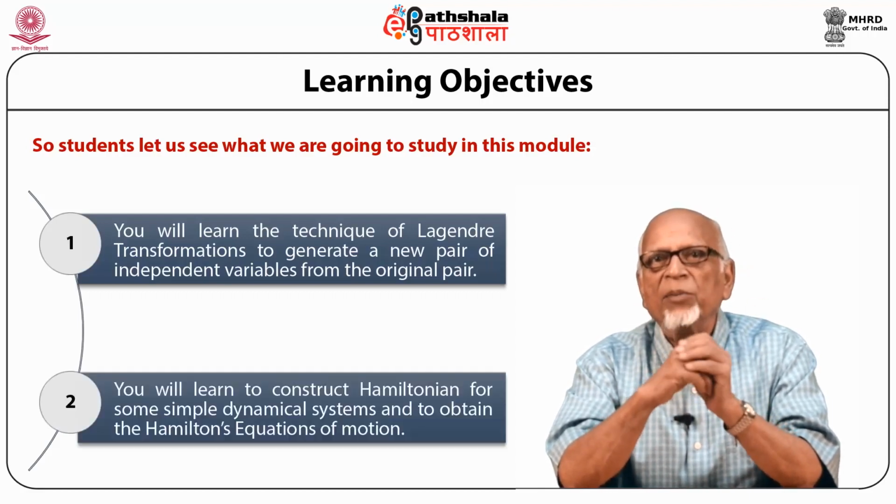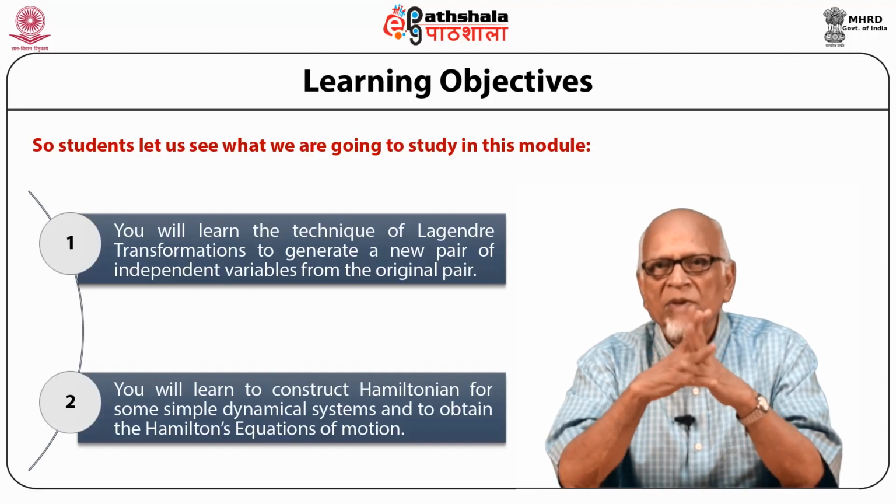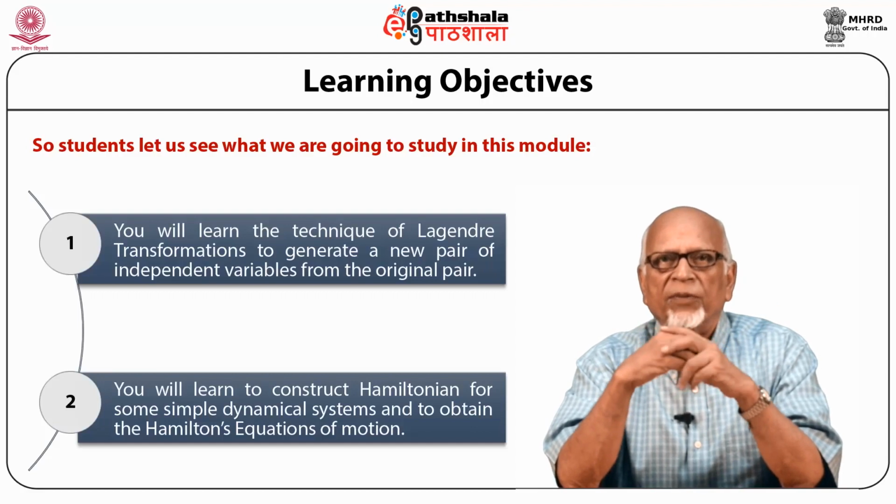So, you will learn to construct Hamiltonian for some simple dynamical systems and to obtain the Hamilton's equation of motion. So, why are we going to the Hamilton formulation? Now, remember that in the Lagrangian formulation, which we have been discussing so far, we obtained second order differential equations of motion for each degree of freedom, that is for each generalized coordinate. So, depending on the degrees of freedom of our dynamical system, we had as many equations of motion as the degrees of freedom, which are of second order.